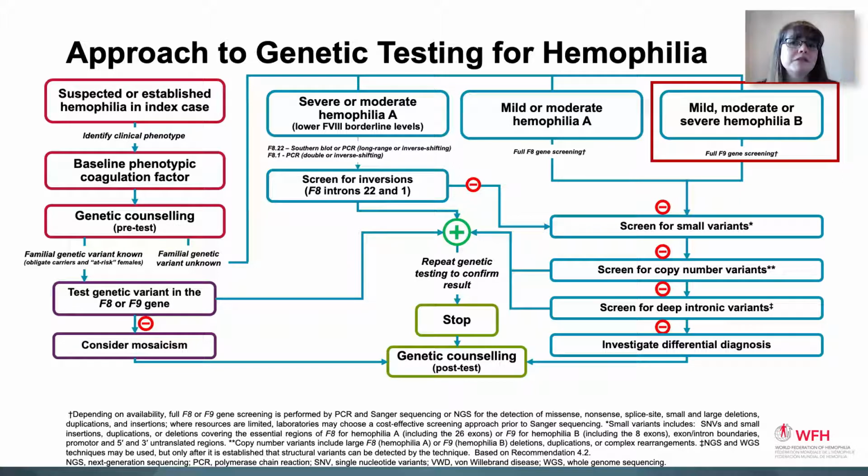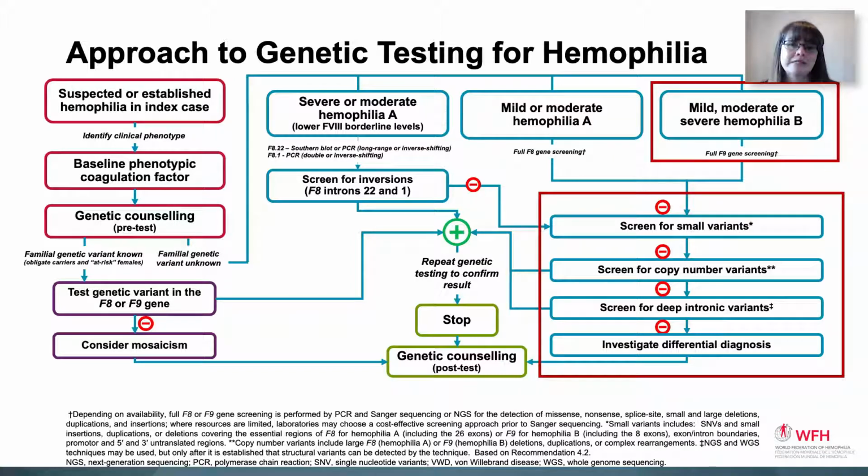For the mild, moderate, or severe haemophilia B patients, severe being less than 1 international unit per deciliter of factor IX, moderate being 1 to 5 international units per deciliter of the factor IX coagulation factor, and mild being greater than 5, then we would look for the full factor IX gene screening. Again, there are no common mutational mechanisms associated with factor IX, so we would look for the small variants first of all.